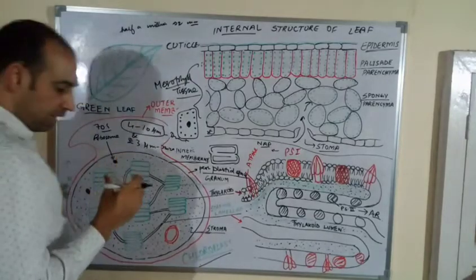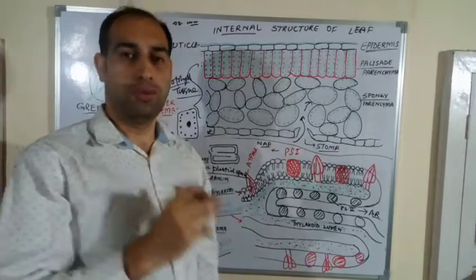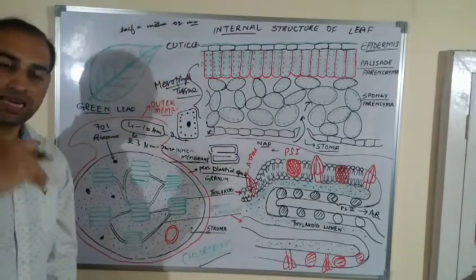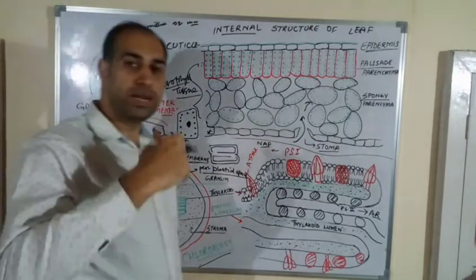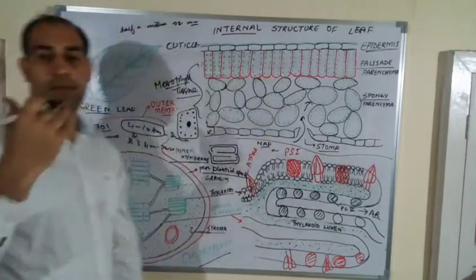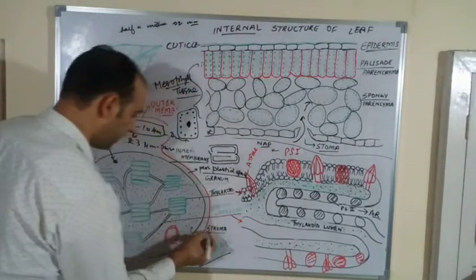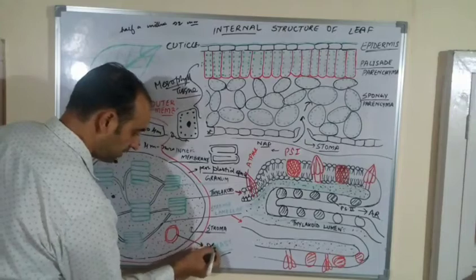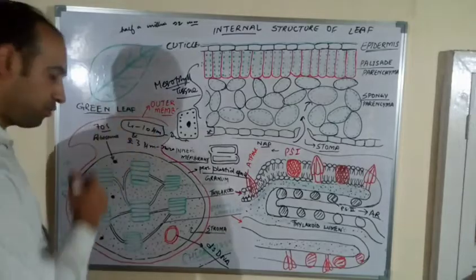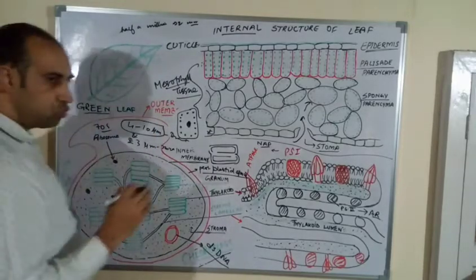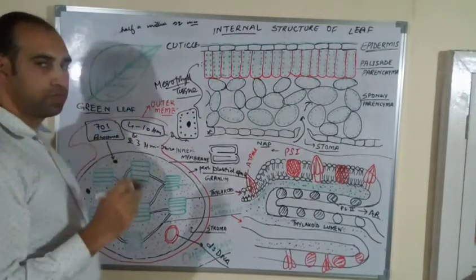As we all know, the chloroplast is a semi-autonomous organelle because it contains its own genetic material, that is its DNA, and also its own protein synthesis machinery. Here the genetic material is double-stranded circular DNA, just like that of the prokaryotes. And also the ribosomes are 70S type.